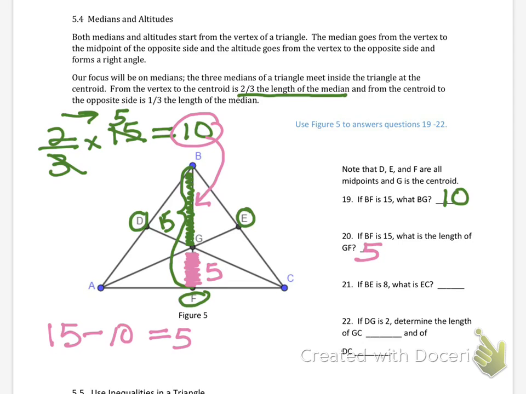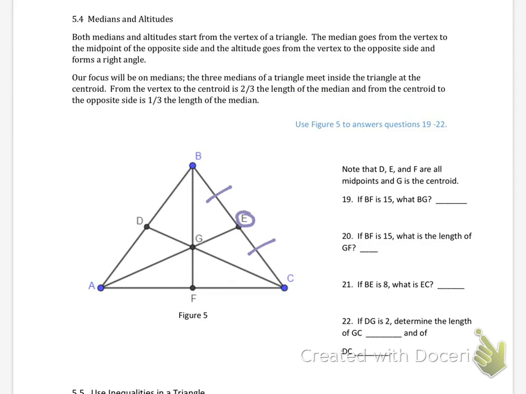What else could I have said? Well, the little piece is 1/3 the length of the median. So 1/3 of 15, or 1/3 times 15, the 3 goes into 15 5 times, now multiply straight across, 5 times 1 equals 5, and I get the same exact answer. So you can either use the relationship that the smaller piece is 1/3 of the whole median, or, since you know the bigger piece, BG, is 10, you have 5 remaining to make up BF of 15. Okay, so I'm going to erase the slide and do the next 2 questions.